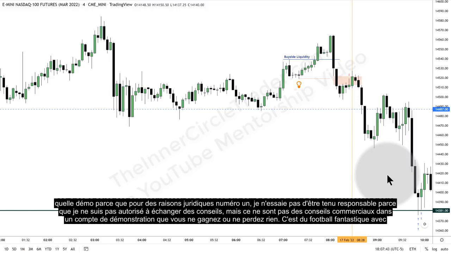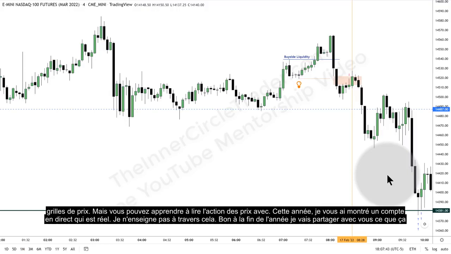But it's not trade advice in a demo account. You're not making or losing anything. It's fantasy football with price charts. But you can learn how to read price action with it.